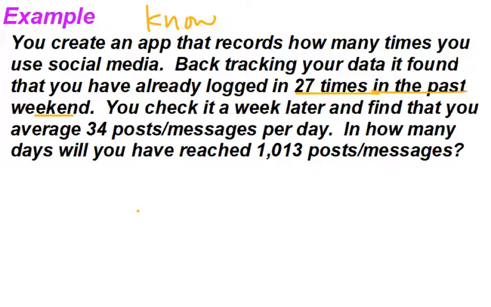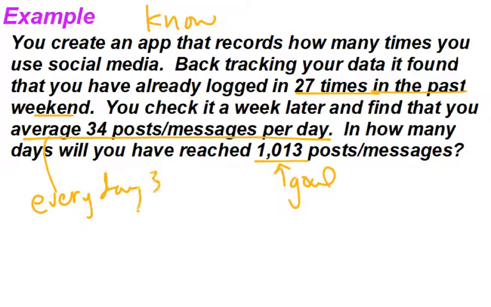You check it a week later and find that you averaged 34 per day, and how many days will you have reached 1,013? So we know our goal, what we're trying to see how long it takes to get to. We know an average that every day we're posting 34. We also know that in the past, before we started tracking it daily, we started with 27.